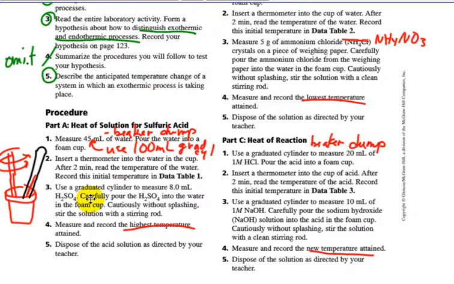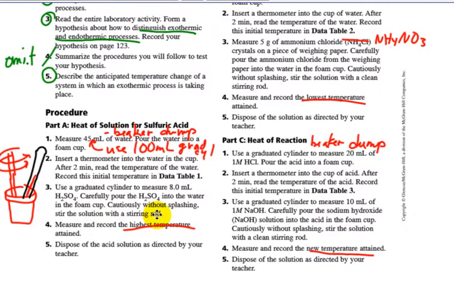And next, 3, use a graduated cylinder to measure out 8 mL of sulfuric acid. Carefully pour the sulfuric acid. Now, when you're measuring it out, it's in a bottle. I'll have some poured into a beaker. And of course, pouring from beaker to cylinder is much easier than pouring from bottle to cylinder. So just be aware of that. It's clearly marked.